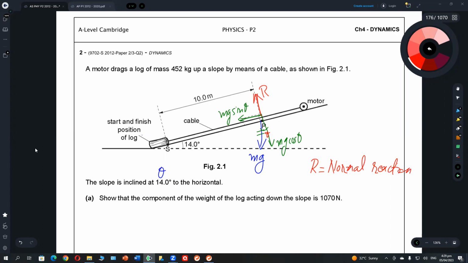So this is the normal reaction. I have marked the arrows. He says weight of the log acting down the slope. So what component is he talking about?